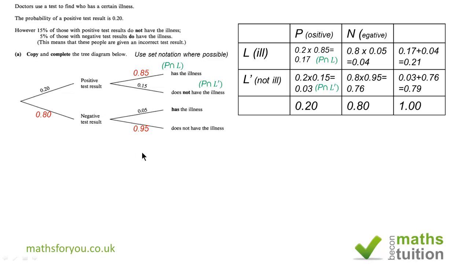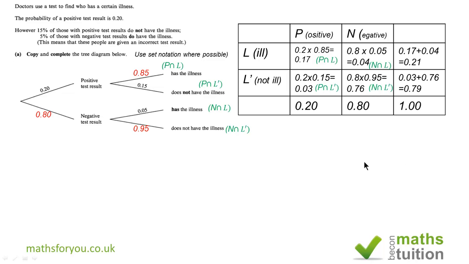Moving on, if you tested negative and then have the illness, that will be N intersection L, N for negative, intersection L, and that should be in this box here. And finally, if you tested negative and do not have the illness, then that becomes N intersection L prime, and that's there.